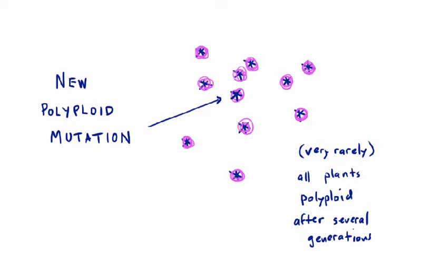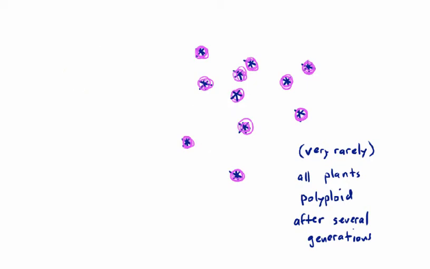It's not a new polyploid mutation anymore, so I can get rid of this. And what we're going to be talking about for the rest of this lesson is not how the polyploidy takes place or how it takes over the population. You can study this in a different class. It would be in the field of population genetics.